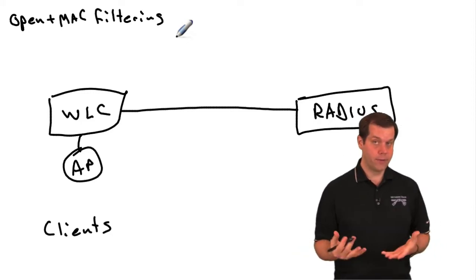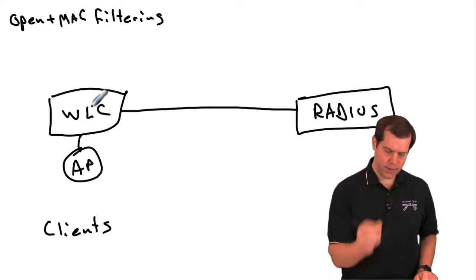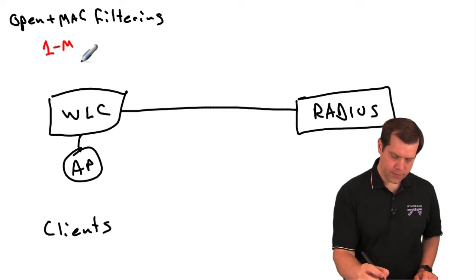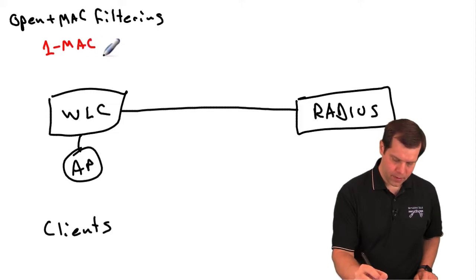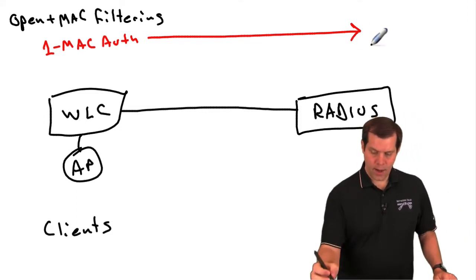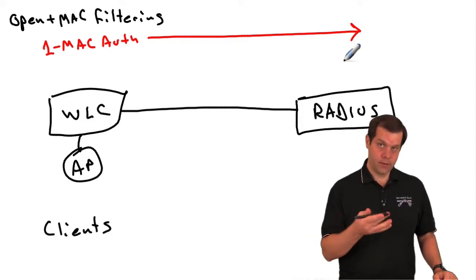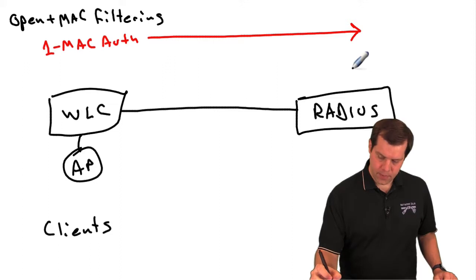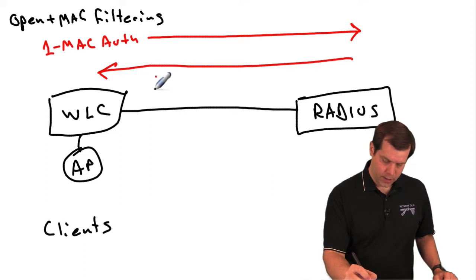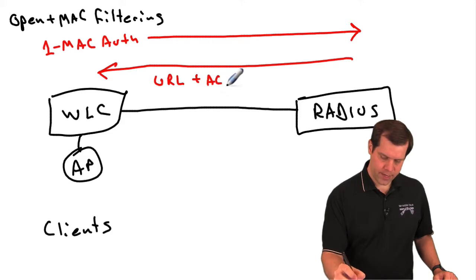So here's the flow. The client connects up to the AP. The controller then sends the first MAC auth over to the server. ICE will be configured to see, oh, this is coming in from this particular guest WLAN. This is going to be a central web auth. So it's going to respond back with two important pieces of information: a URL to redirect to, plus a redirection ACL name.